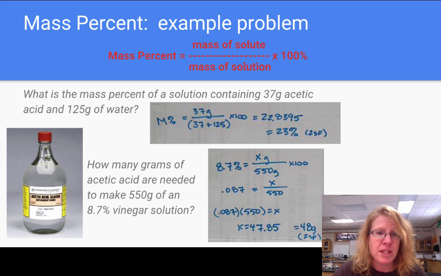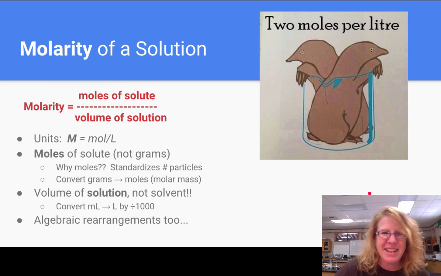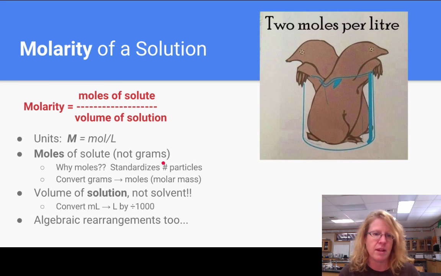So the last part is, again, double check your sig figs. This problem only has 2 sig figs. Actually, both of these numbers only have 2 sig figs. So I rounded this to exactly 48 grams. So there's how I got the final answer for that particular problem. So when I'm trying to do molarity of a solution, that's a whole different kind of thing.